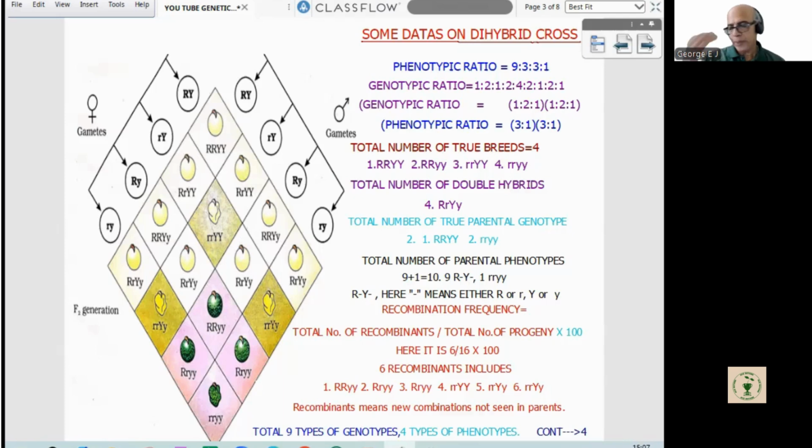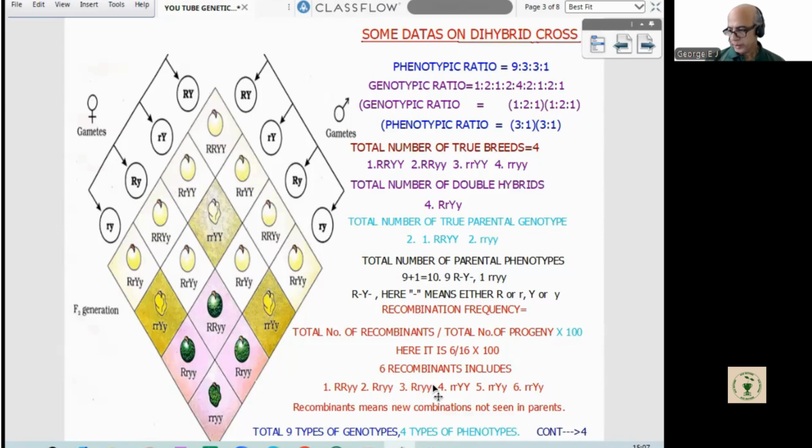Now comes recombination frequency. For recombination frequency, there is a simple formula: total number of recombinants by total number of progeny into 100. So total number of recombinants will be 6, and total offspring or progeny will be 16. 6 by 16 into 100. And what are the 6 recombinants? That also I mentioned here.